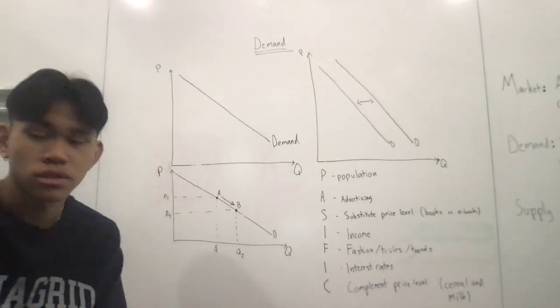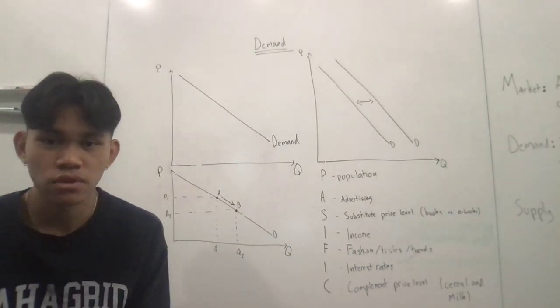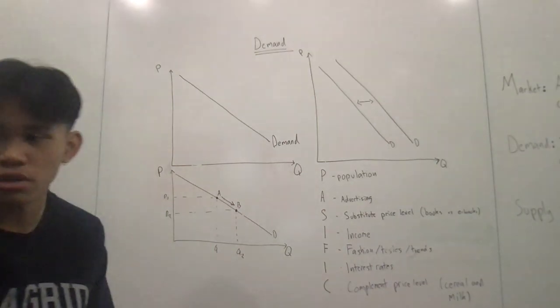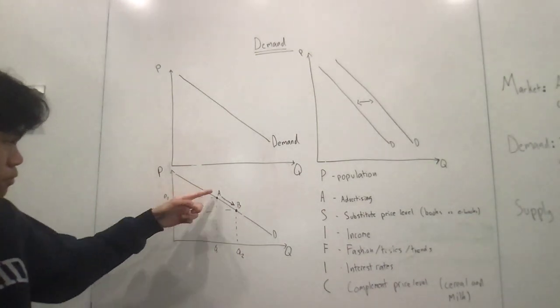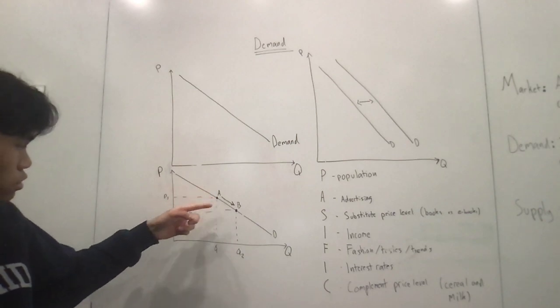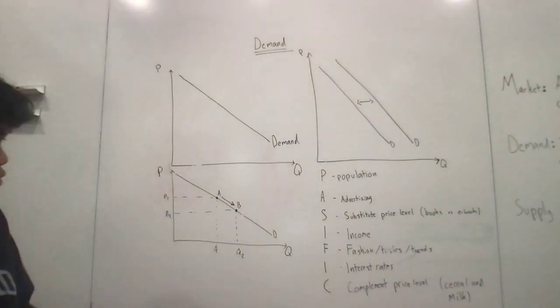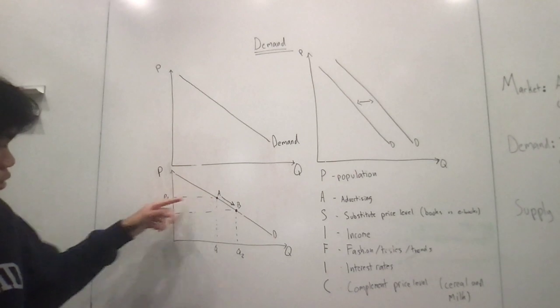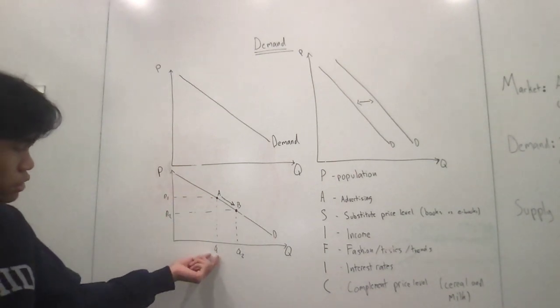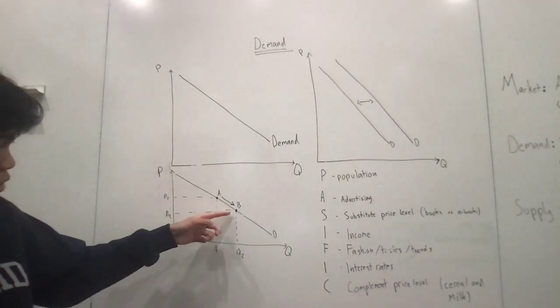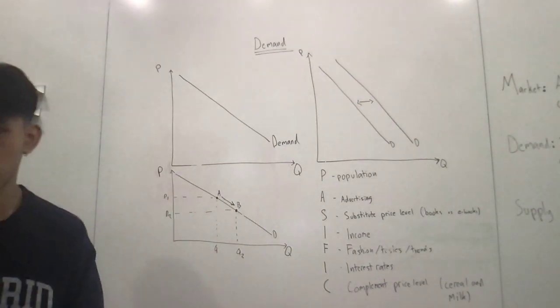Now, there can be movements along the demand curve and shifts of a demand curve. Movements along the demand curve are caused by a change in price level, as seen here, from price A to B, where at price point A, only this amount of quantity is demanded, whereas at a lower price B, there is more quantity demanded.